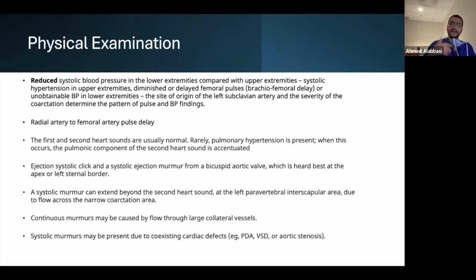If there is a development of large collateral vessels in the setting of this stenosis, you may hear a continuous murmur throughout these arteries. And you can also hear murmurs of other congenital heart defects. So PDA may present with a continuous, machinery-like murmur, VSD, or aortic stenosis in the setting of a bicuspid aortic valve. And if you have any of these syndromes, such as Turner syndrome, you may be able to see some of the phenotypic features associated with this disorder.